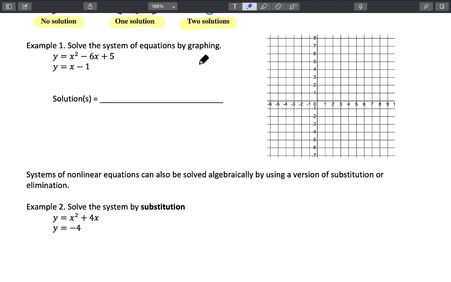Example 1 says to solve this system by graphing. This is a really straightforward, nice, easy example. We're just going to throw these two equations into our graphing calculator. And if you remember from earlier in the year, the solution is the intersection points. So we're going to look to see where these two graphs intersect.